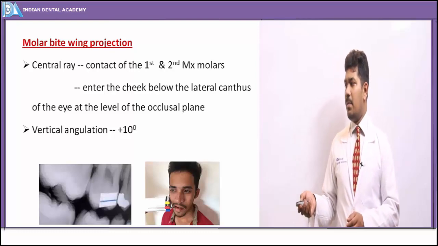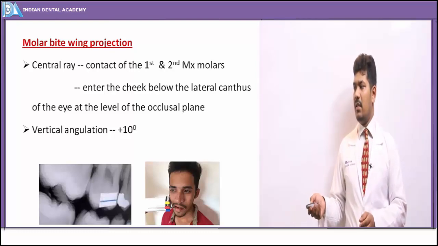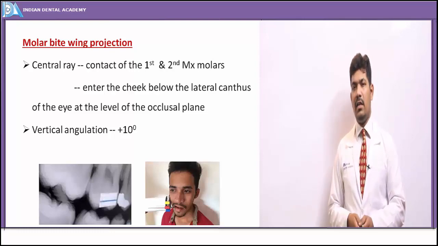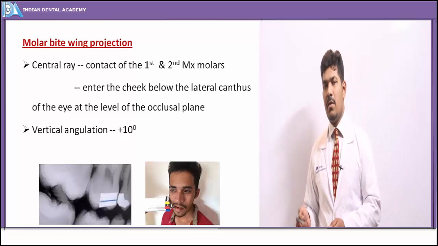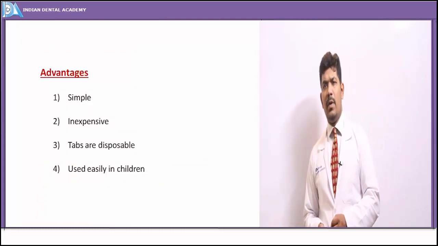Now this is a sample picture of the molar bite-wings. You can easily see the crowns of the mandibular and the maxillary teeth, as well as the interproximal bone. Now, what are the advantages?